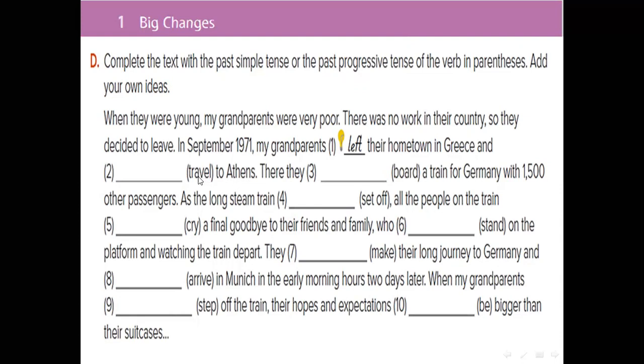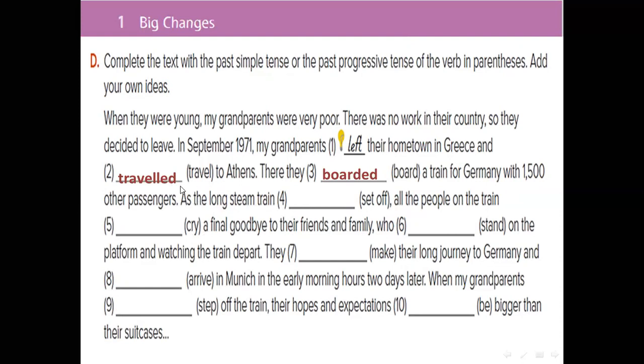What is the past form of travel? It's a regular verb. Excellent. It will be traveled. There they board a train for Germany with 1,500 other passengers. Here we will use past form. What is the past form of board? Excellent. Boarded, regular verb. As the long steam train set off, all people on the train cry a final goodbye to their friends and family.